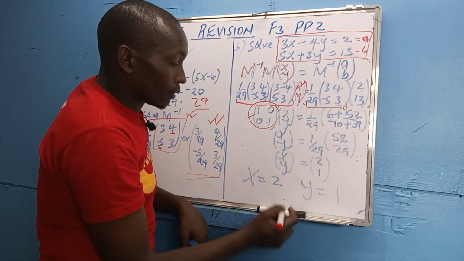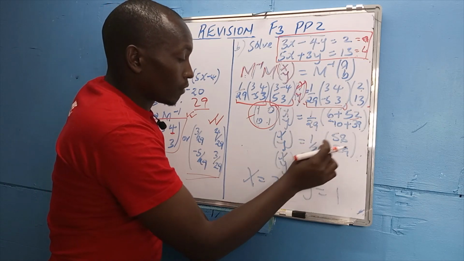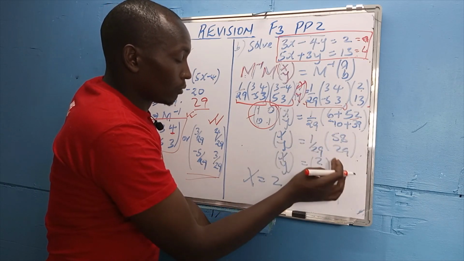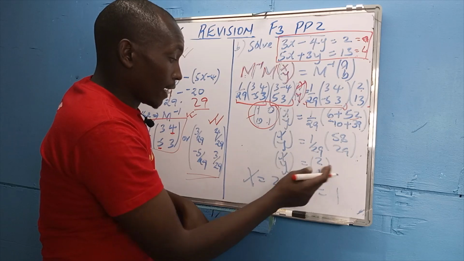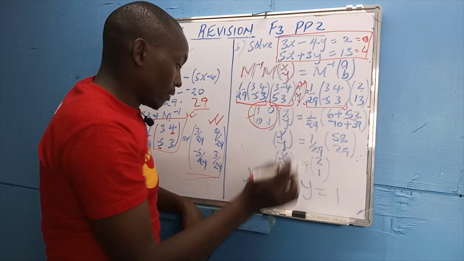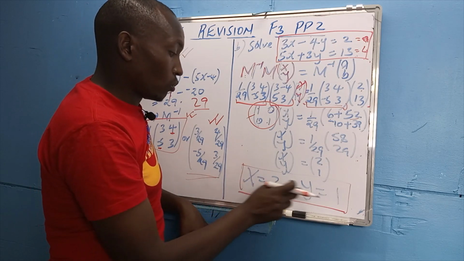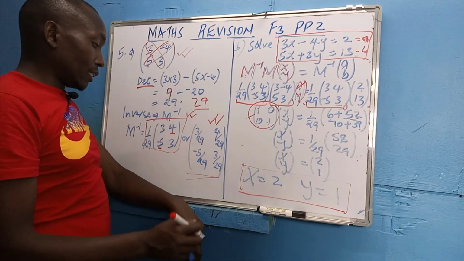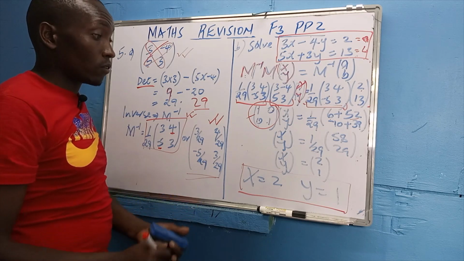Then I open the bracket. So if I open the bracket, 1 over 29 times 58 is 2. 1 over 29 of 29 is 1. I have it. So the matrix xy is equivalent to 2, 1. X is 2, y is 1. And that is question number 5 done.